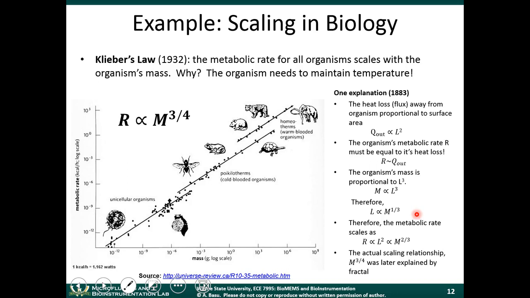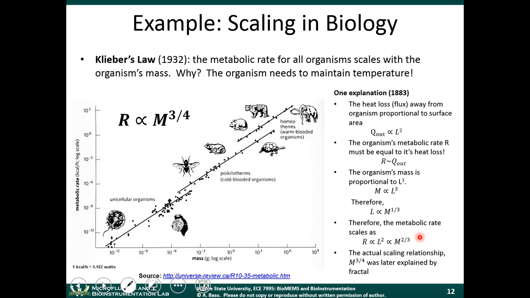So if we assume that Q out is proportional to length squared, as we said earlier, and plug in this relationship between length and mass, we come up with the relationship that the metabolic rate scales as m to the power of 2/3. The actual scaling relationship is m to the power of 3/4, and that's explained on the next slide. So what is this basically saying? As you increase the mass of an organism, it has more mass, but its mass is going up at a slower rate than its surface area.